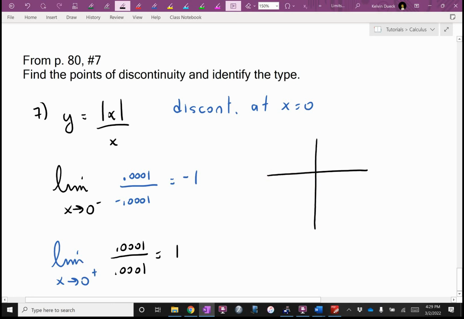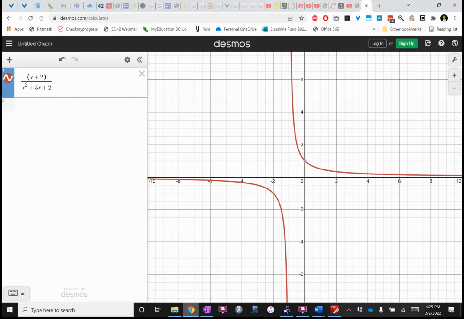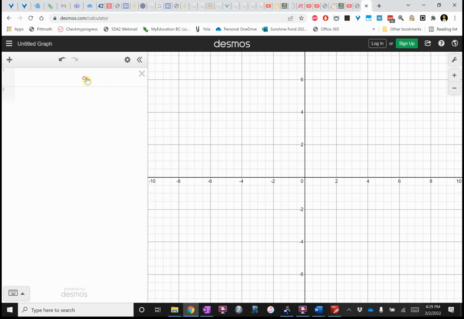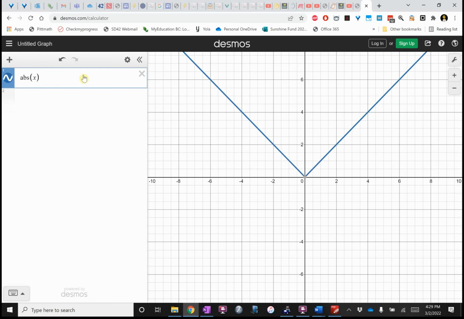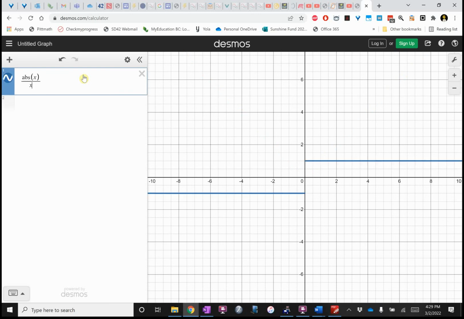I guess at x equals 0, when we're on the left of 0, we're negative 1 high. When we're on the right of 0, we're positive 1 high. I think this is a jump discontinuity. Now, if I actually get some graphing software that lets me graph this, absolute value of x divided by x. Oh, look at that. Definitely a jump discontinuity.